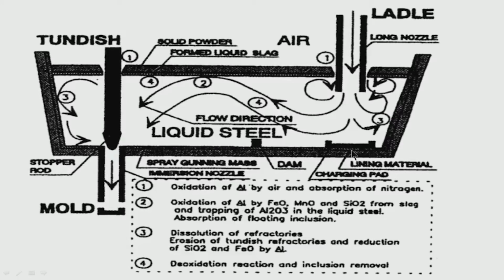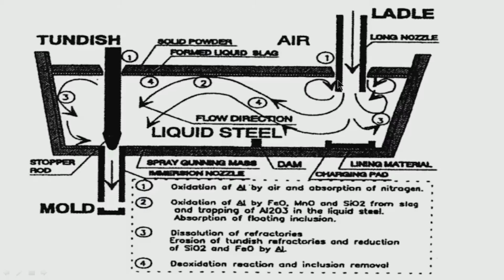There might be damage to the lining of the tundish. So, there is a charging pad at the bottom of the tundish just beneath the entry of the liquid steel. So, it protects the tundish bottom at this location from direct impact, direct impingement of liquid steel. So, this is again important, otherwise there will be erosion of the lining material of the tundish. Now, just look at what is happening.